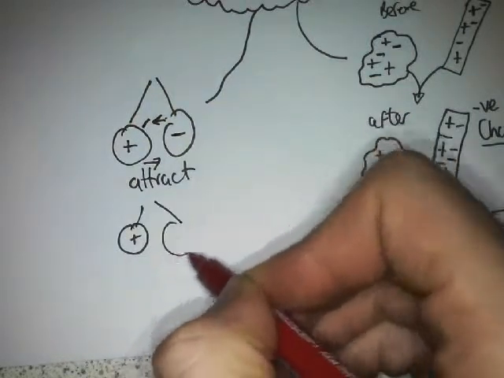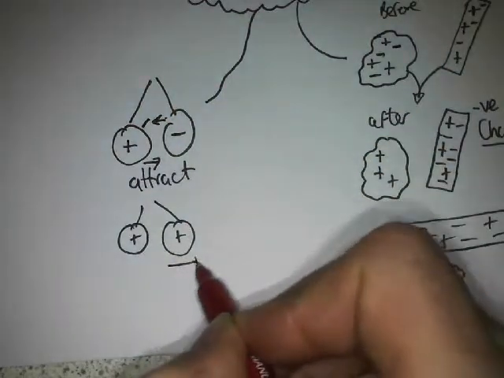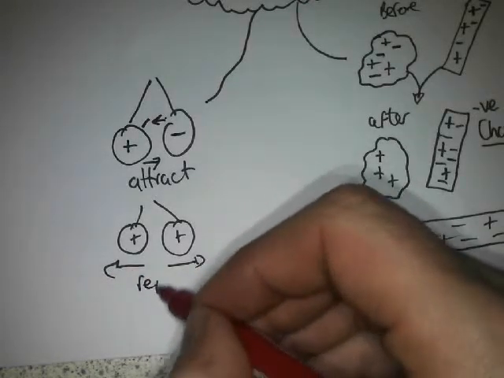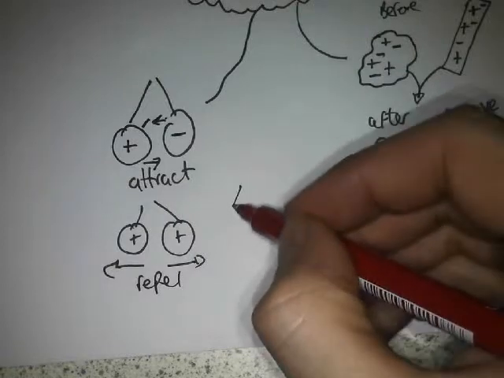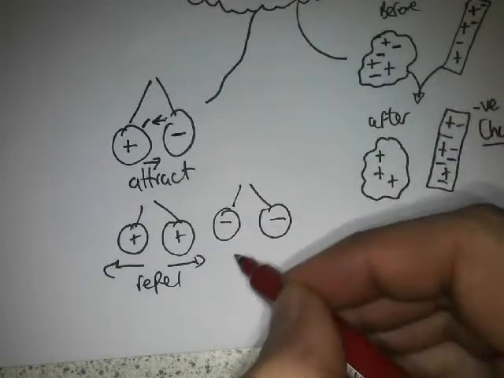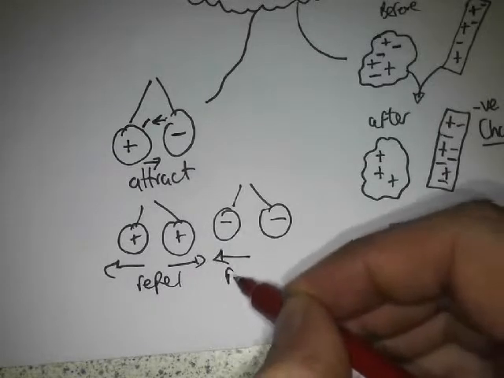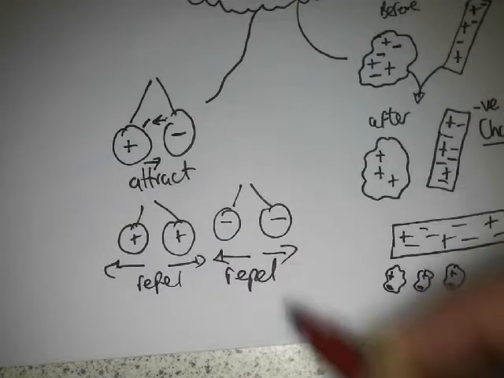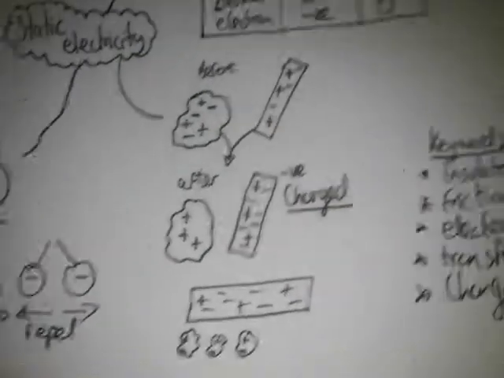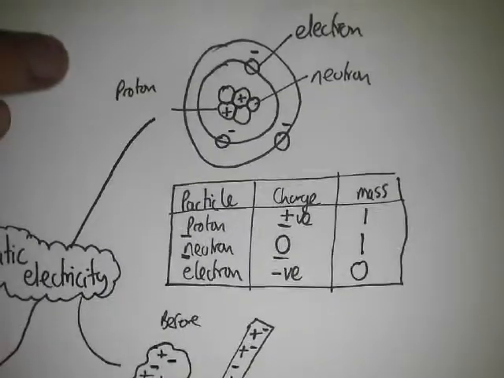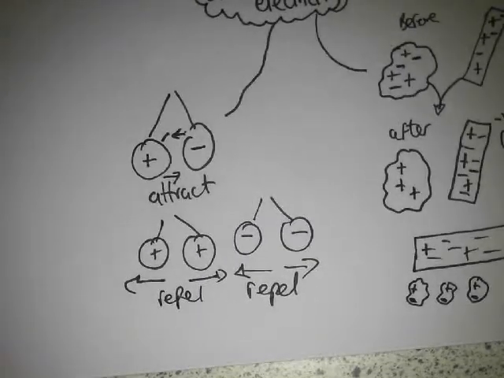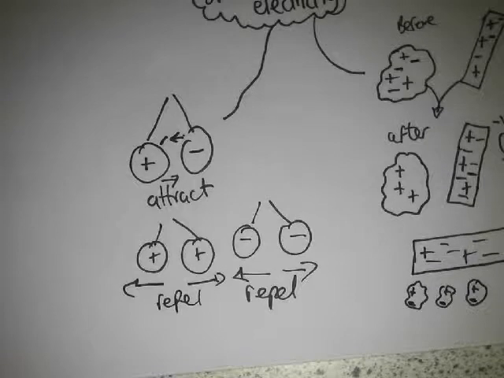Positive, positive. They are going to go that way from each other. They do not like each other. They repel. Same with a negative and a negative. They also repel. Okay? So we're building this picture for static electricity. The foundation, how you induce it. What happens when different charges come in contact with each other.